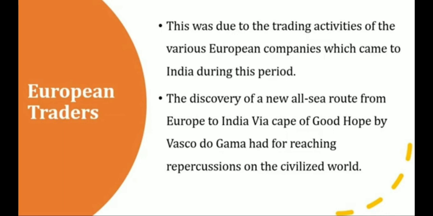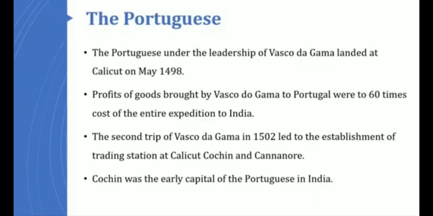Next to this, the Portuguese. You all know who found the new sea route to India? Vasco da Gama, a Portuguese sailor. When did he come to India? At which place did he come? Where did he first land? He traveled a long-distance voyage, and at last he reached Calicut in May 1498. So what are the goods brought by Vasco da Gama? They were worth 60 times the cost of the entire expenditure of the voyage to India.